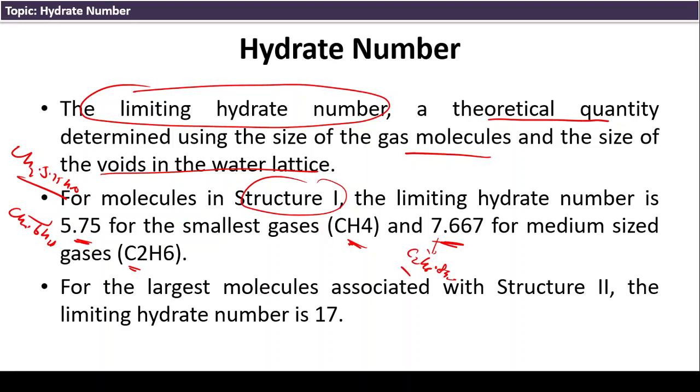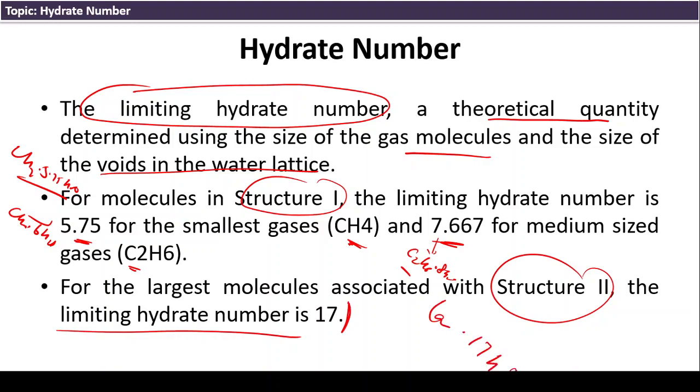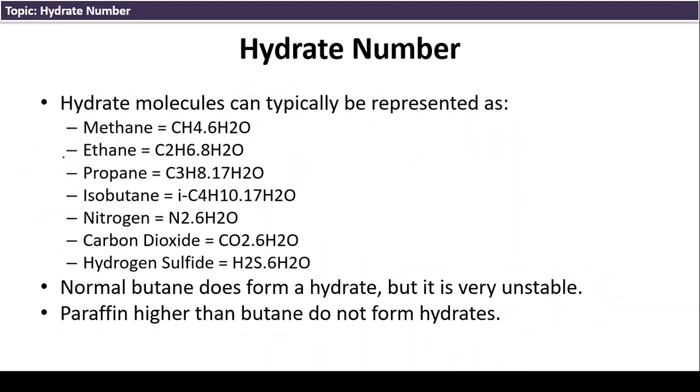For the largest molecule associated with structure 2, the limiting hydrate number is 17, meaning the large molecule dot 17H2O. So this is basically the concept of hydrate number. This is one example for methane. I told you that the limiting one is 5.75, then it becomes 6. So CH4 6H2O. Ethane is 7.66, so that becomes 8. So C2H6 8H2O.